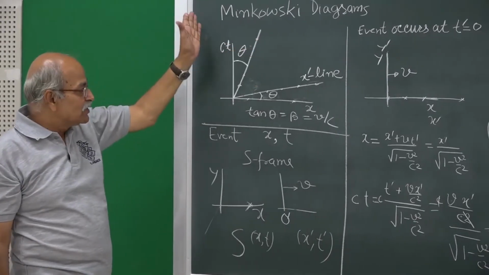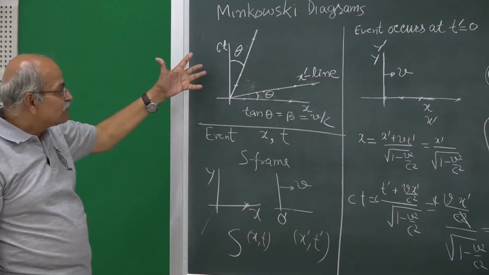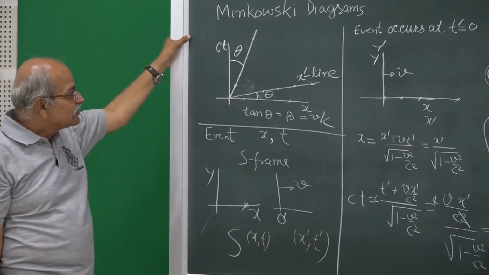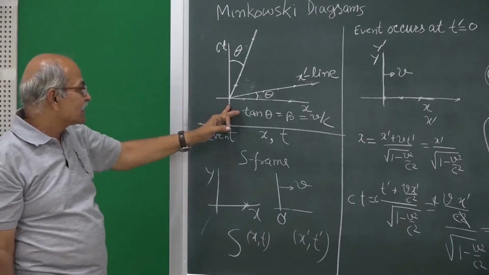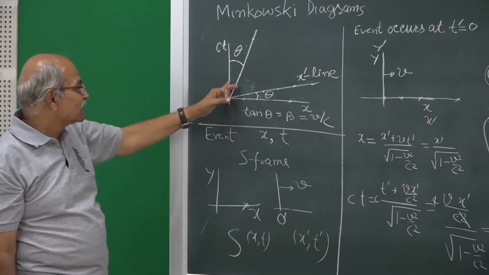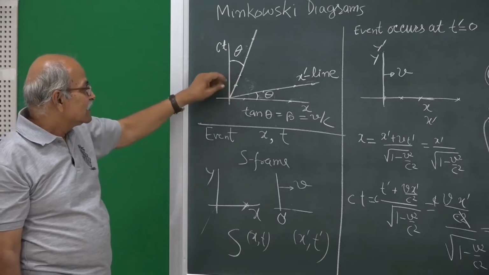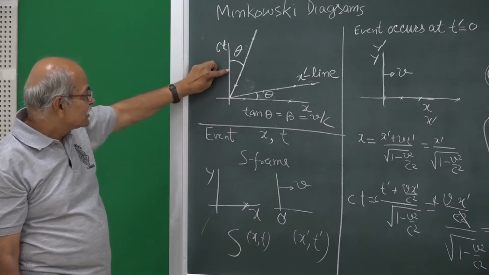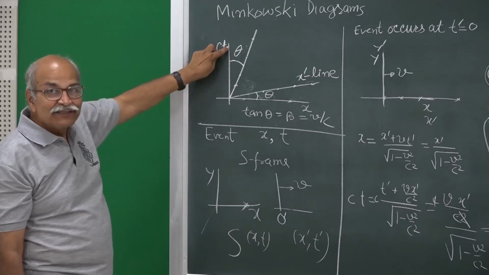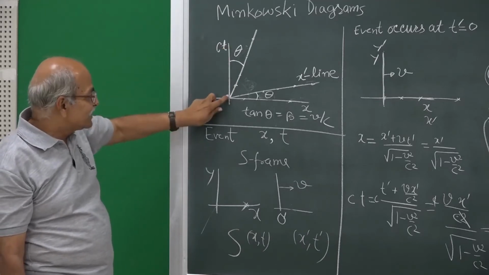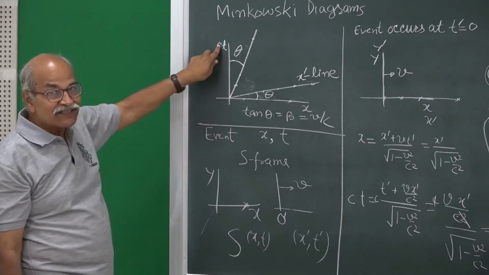And if x prime is equal to 0, what does that mean? That means it is like the t axis. Suppose I am on this axis. What is x here? 0. What is x here? 0. What is x here? 0. What is x here? 0. So, if I collect all the points for which x is equal to 0, that is my CT axis.